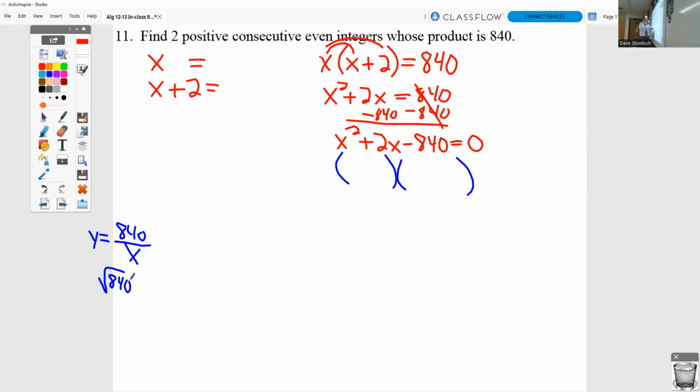I think factoring is easiest on this one. It is x plus 30 and x minus 28. Draw your line down the middle. Set both sides equal to 0 and solve.